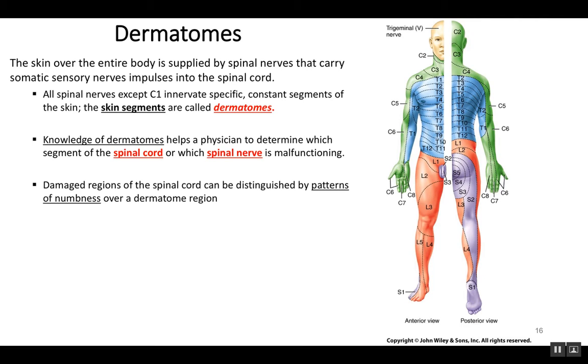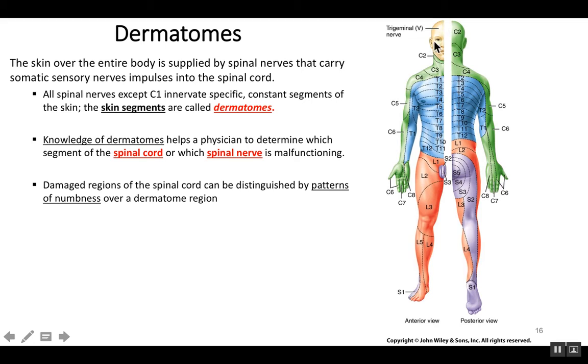Dermatomes. Dermatomes, by definition, are skin segments, so they're regions on the surface of the body that are innervated by neurons housed in specific spinal nerves. So the skin of the entire body is supplied by spinal nerves that carry somatic sensory nerve impulses into the spinal cord. There's only one area that is not innervated by spinal nerves, but instead a cranial nerve, and that is your face.